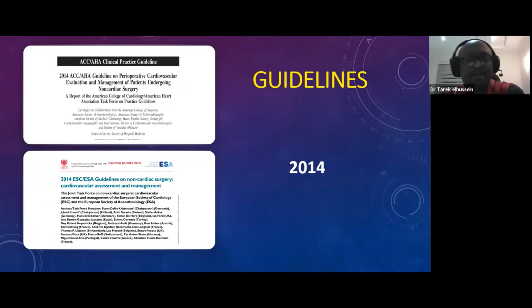The latest update was 2014, and as you know, it's now more than 7 years, and there is not much of a major change that affected the guidelines. Actually nothing has affected it since 2009, just a few updates added. So from 2014 until nowadays, no major change happened in the guidelines or the way we are assessing those patients.